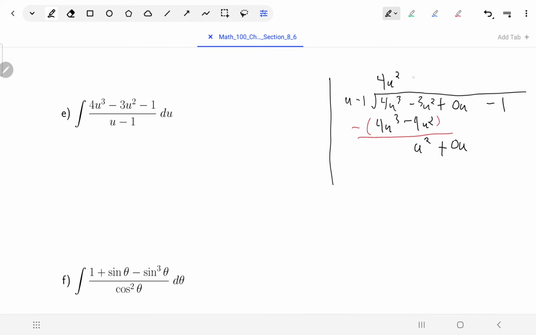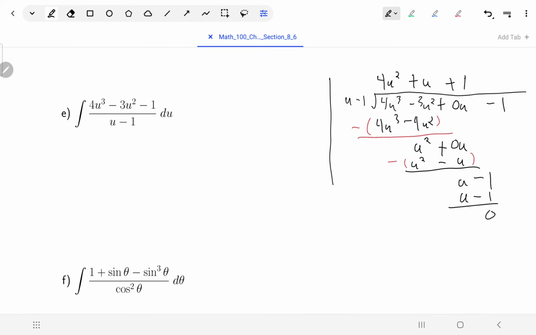u goes into u squared, u times. We multiply. u times u is u squared. u times negative 1 is negative u. And I'll subtract. 0u minus negative 1u is 1u. And I'll bring down. And how lovely for me, everything goes in nicely and evenly. One time for the last. And there is no remainder.